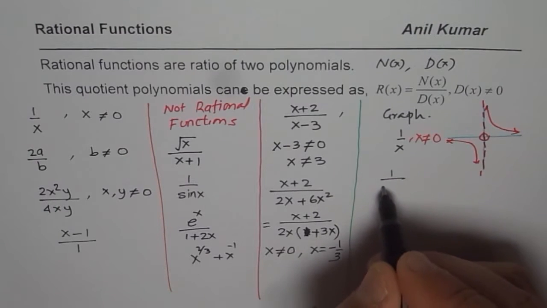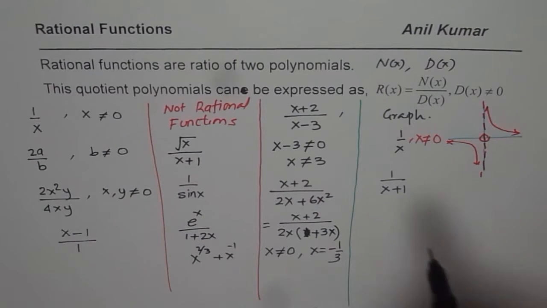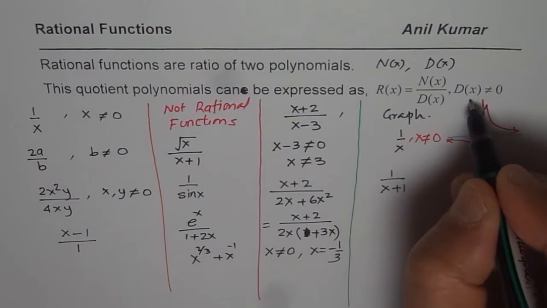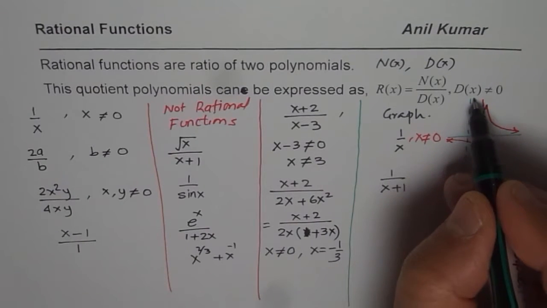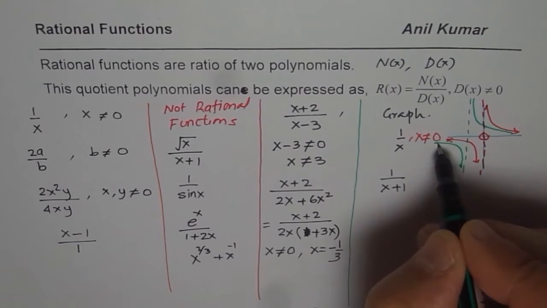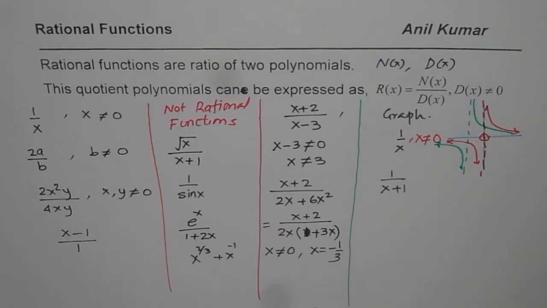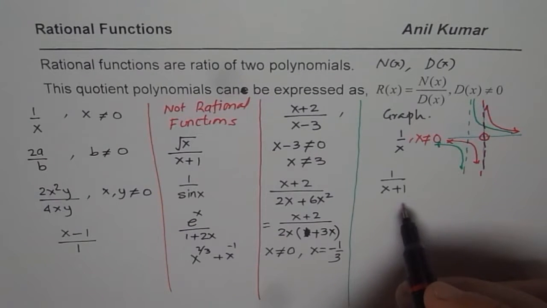For example, if I have the graph of 1 over x plus 1, it really means that this graph has been translated 1 unit to the left. So in that case we may have a graph which will be translated 1 unit to the left, kind of like this. You get the point, right? So like that we could draw some graphs. And if I have a function which is a combination of quadratic and linear, we can have very differently shaped graphs.